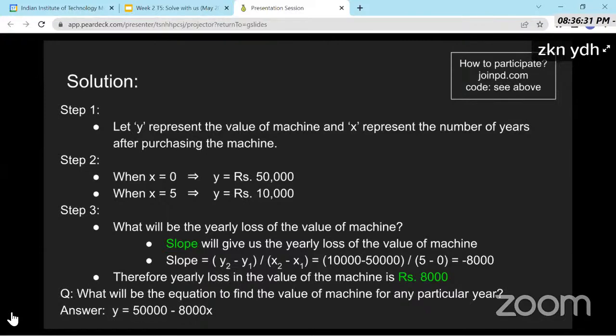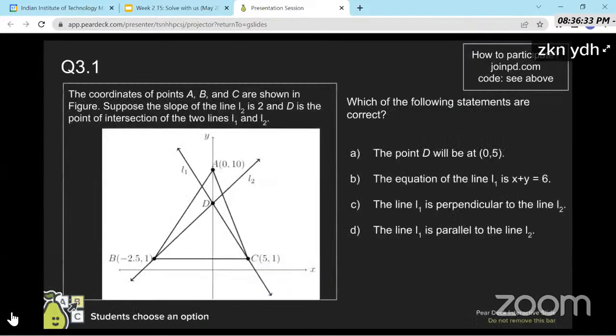Okay. All right, so let's go to the next question. Now here things become interesting as we go. Here is question 3.1. We have 3 sections on this. The coordinates of points A, B, C are shown in the figure. Suppose the slope of the line L2 is 2 and D is the point of intersection of lines L1 and L2. Which of the following statements are correct? Maybe I'll give you 4 minutes for solving this question. At 8:41, maybe we can discuss this.